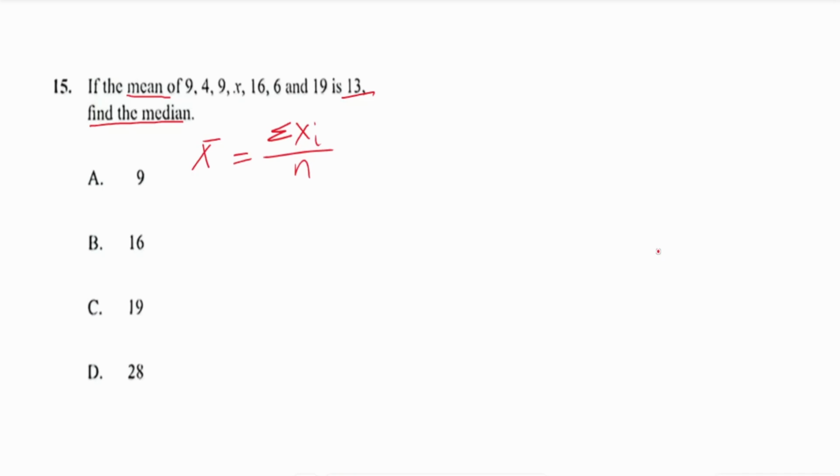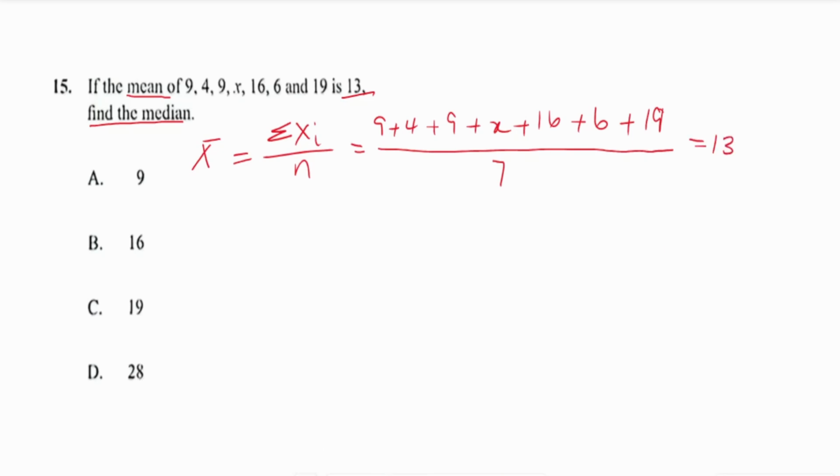So this simply means that our mean is going to be the summation of values, 9 plus 4 plus 9 plus x plus 16 plus 6 and then plus 19, and then all of this divided by the number of values. And how many values do we have? 1, 2, 3, 4, 5, 6, 7. So this will be 7. And the question says that the mean, which is this, should give us 13. So this is what we're going to be working with. Remember, this represents what we have here, and the mean is the 13.